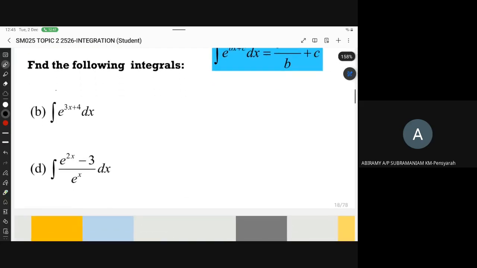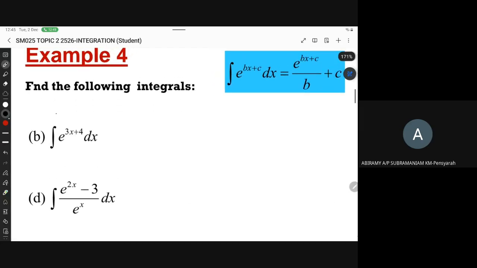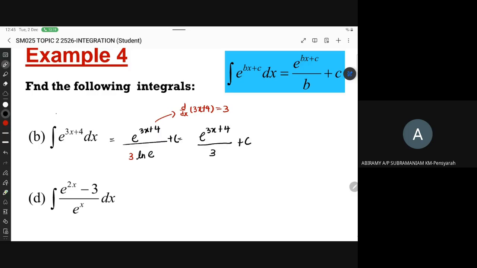What happens when we integrate e to the power of 3x plus 4? Same as the previous, we copy back the question, divide by ln of the base and also the differentiation of the power. Differentiating 3x plus 4 gives us 3. We know ln e is 1. So the final answer is e to the power of 3x plus 4 divided by 3, plus c. So we don't have to write the ln of the base in this case.